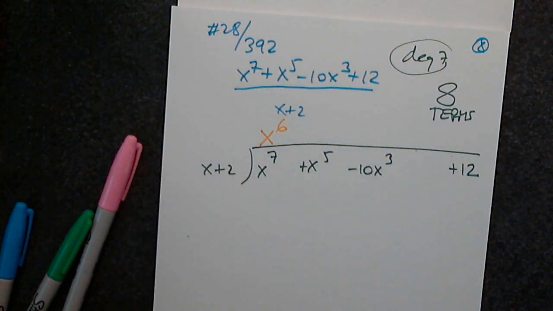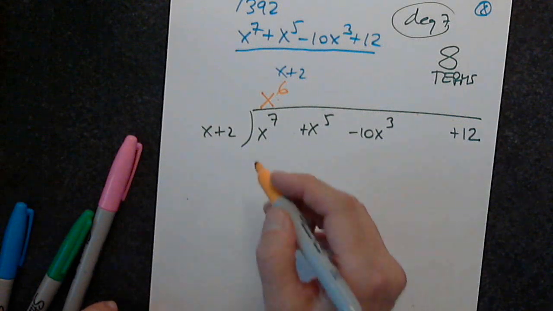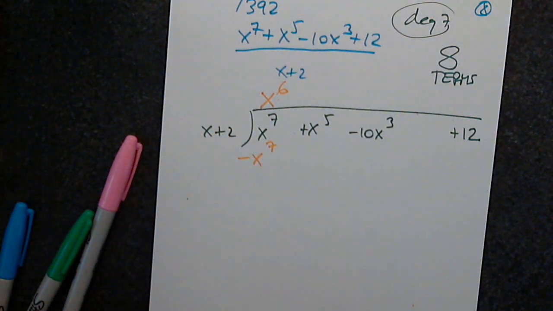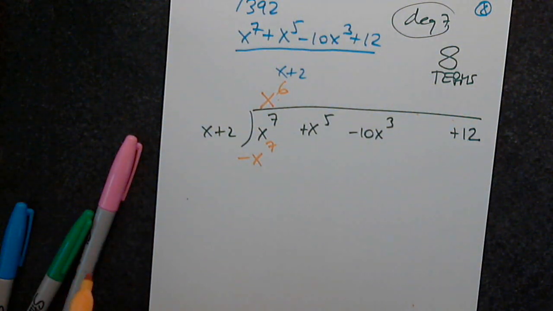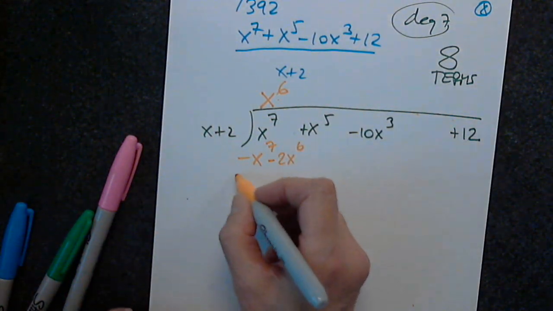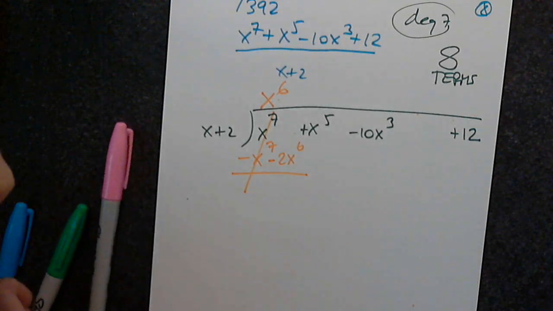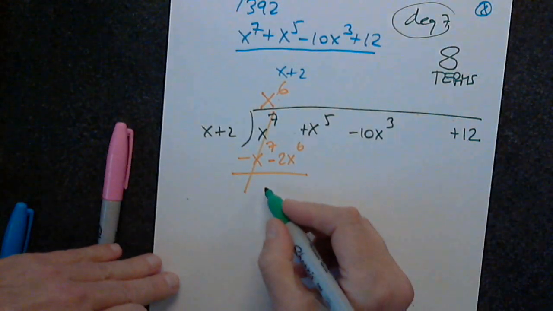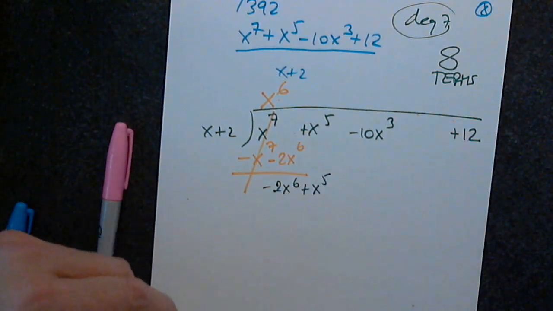So let's go back and distribute. X to the 6th times x. Yes, it's x to the 7th, but we write negative. X to the 6th times 2 is 2x to the 6th, but we have to write negative 2x to the 6th. And that's why we needed that space. Then we have negative 2x to the 6th. Bring down plus x to the 5th.